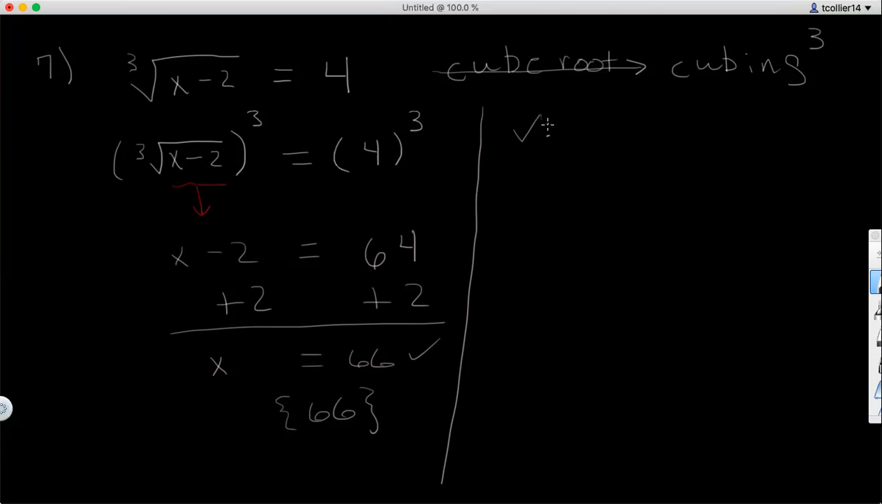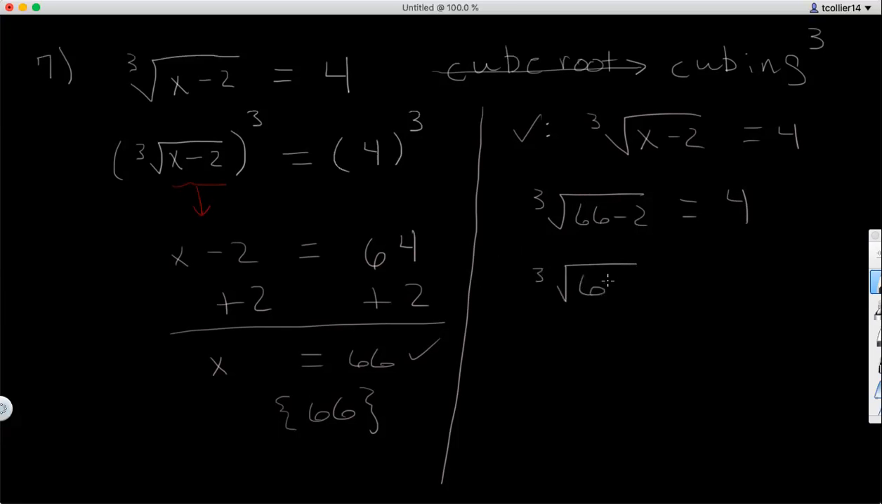Let's go ahead and check it. Radical equations are usually pretty easy to check. Okay, so I'm going to let x be 66 and see what happens. I get the cube root of 66 minus 2 equals 4. 66 minus 2 is 64. Should still be equal to 4. And yes, the cube root of 64 is 4.